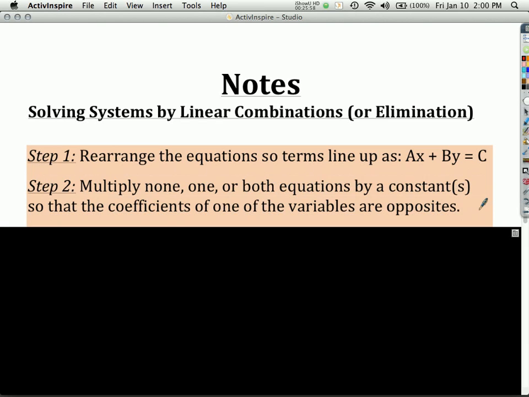And what we want to achieve is that one of the variables are opposites. So you're not going to understand what I'm talking about until I show you. But this is here as a fallback.